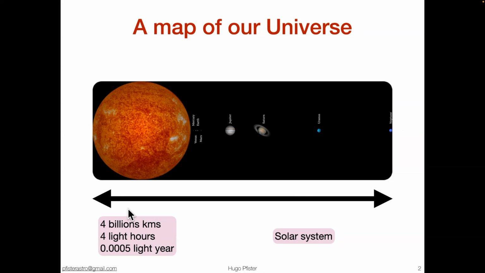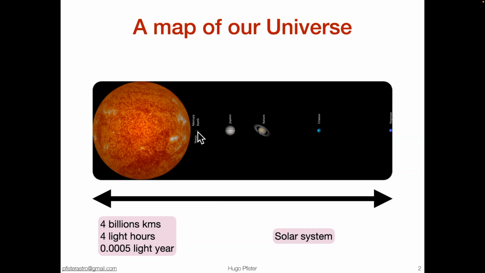Instead, we use light hours or light years. This is the distance that is traveled by a photon in 1 hour or in 1 year, provided that the photon travels at 300,000 kilometers per second. So it means that basically to go from the surface of the sun to the planets, it takes about 4 hours. It takes 8 minutes for a photon that is emitted on the sun to arrive on Earth.